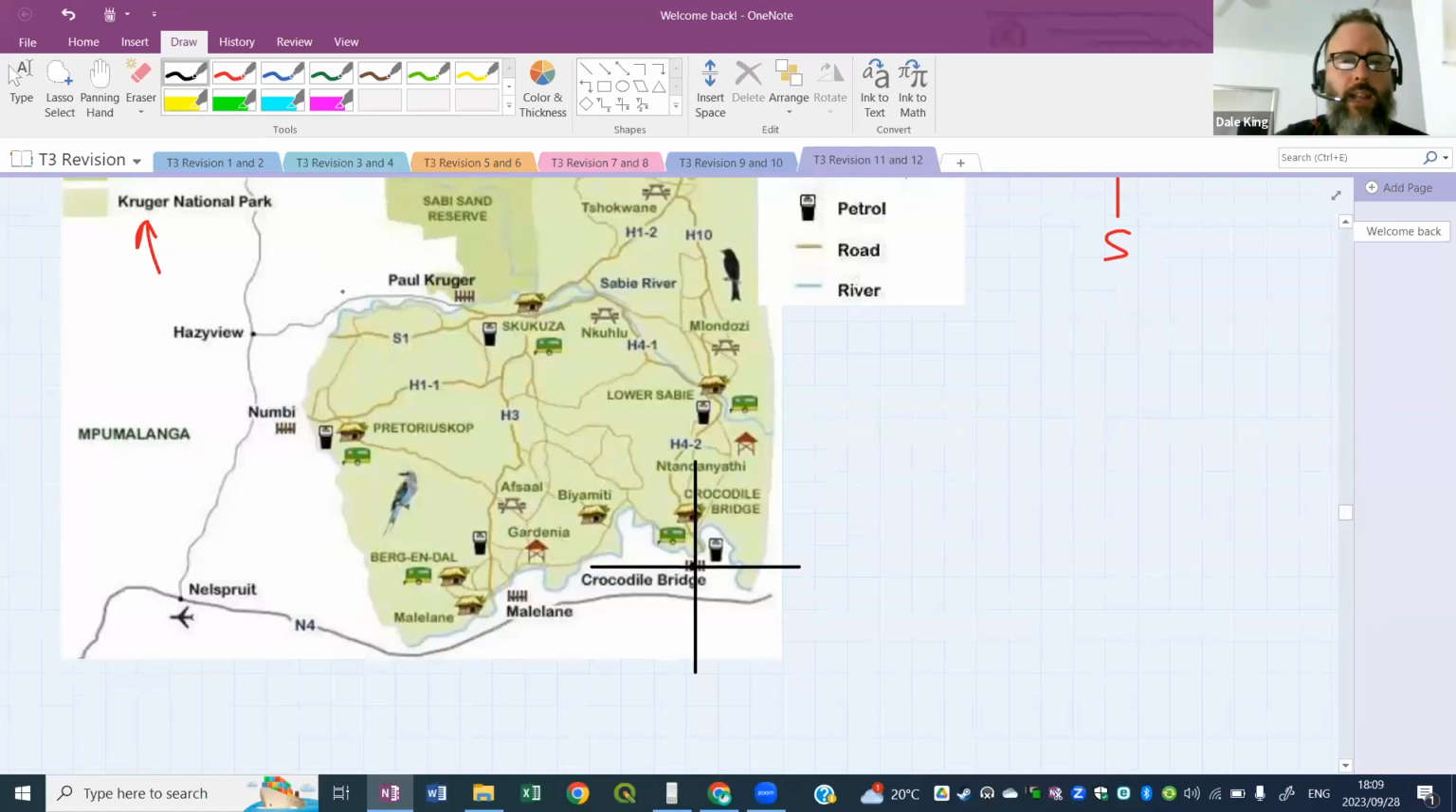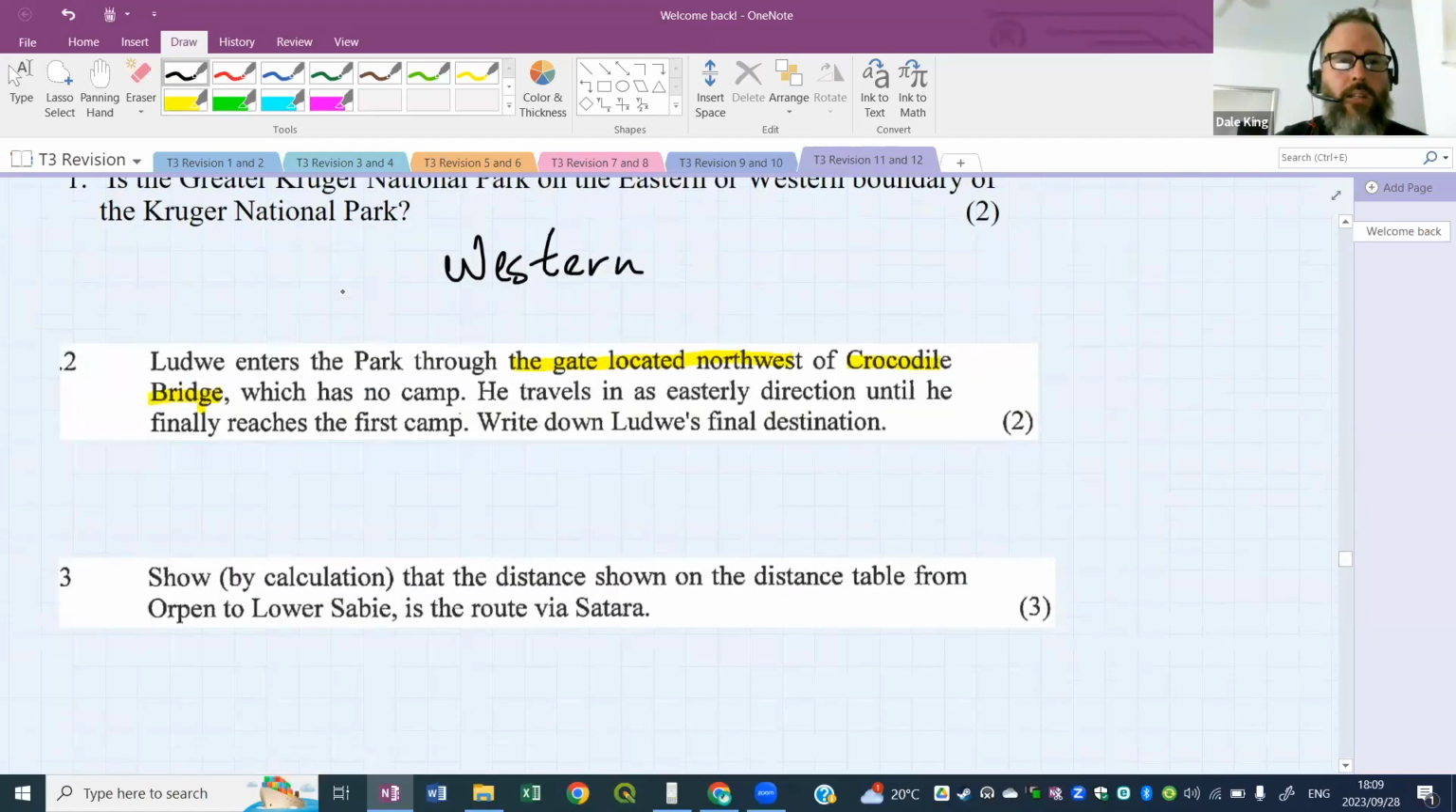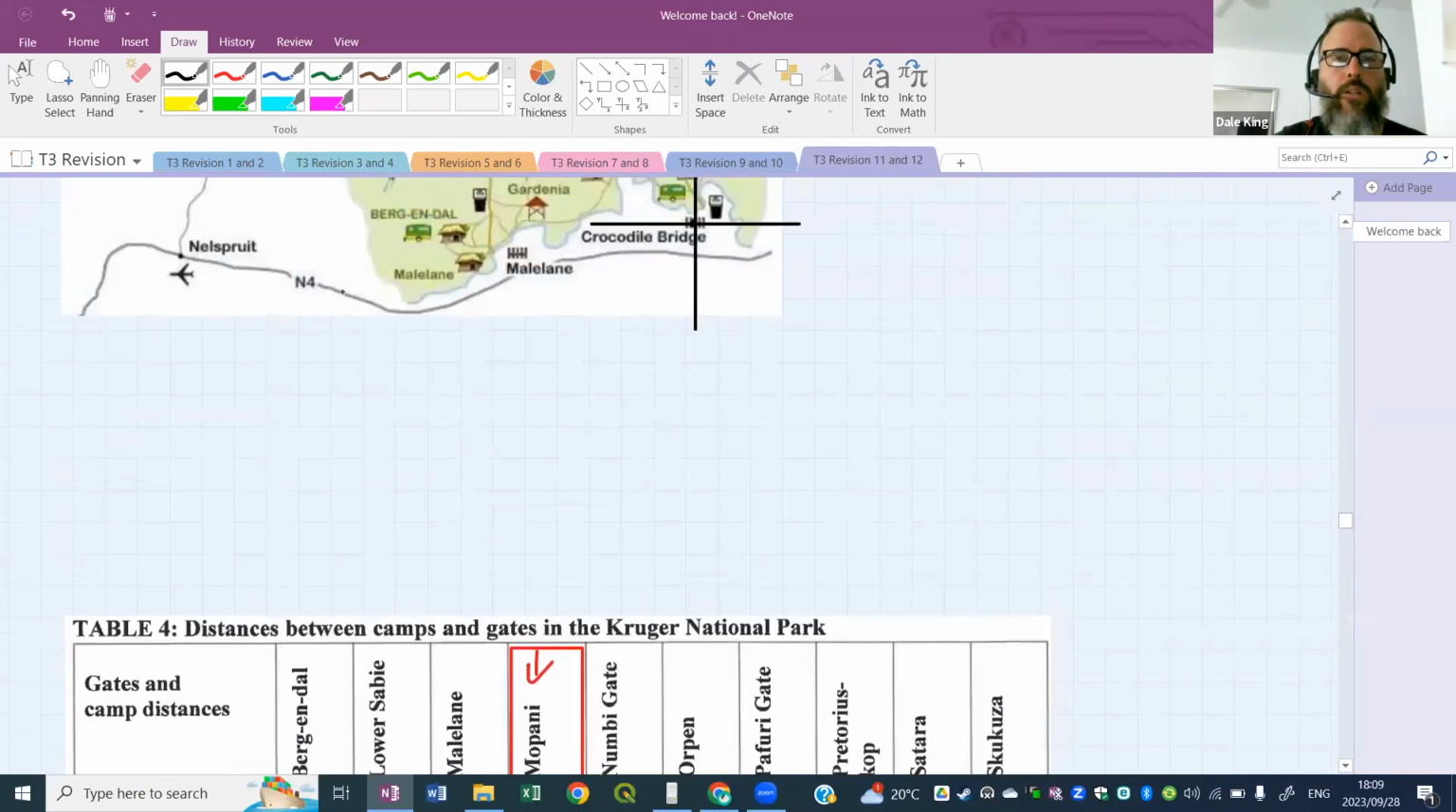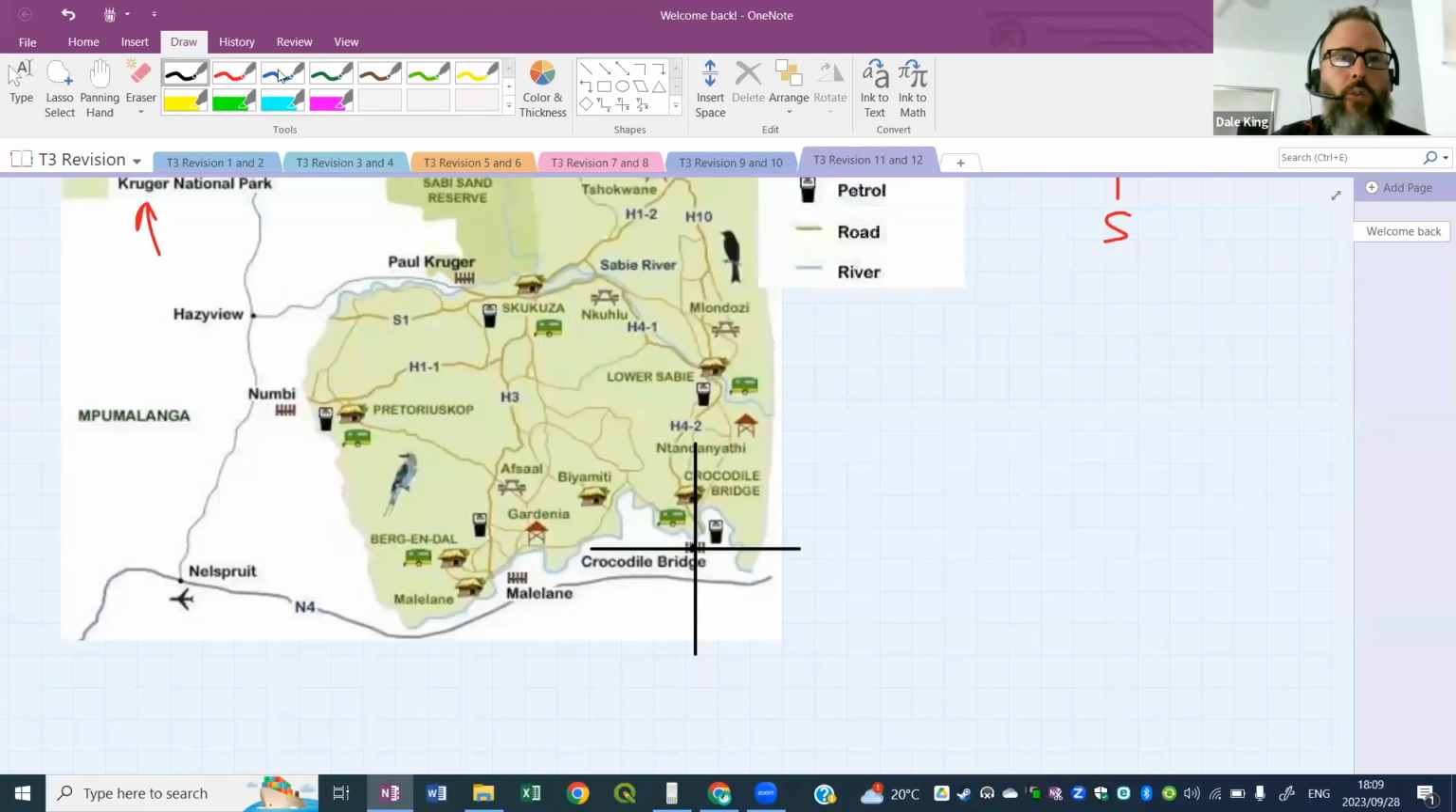So we're going from that point there, and it says he enters the park through the gate located northwest of the Crocodile Bridge. So from that point, we have to go northwest. So I'm going to draw an arrow northwest. Okay, now that's roughly northwest. So which gate is northwest of the Crocodile Bridge? And he's entering the park. Can you guys see on the map another gate along that line?